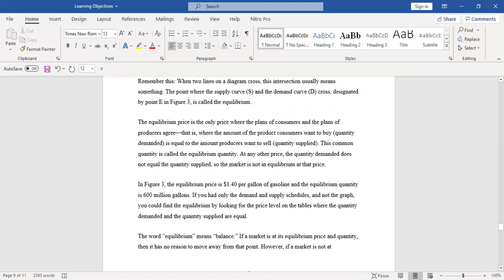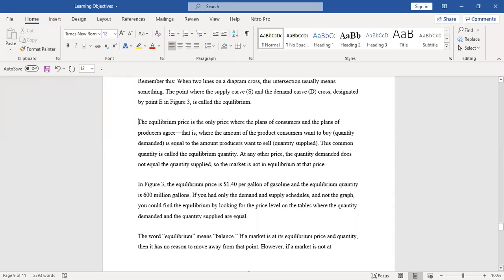In figure 3, the equilibrium price is 140 per gallon of gasoline, and the equilibrium quantity is 600. Well, it's in millions of gallons, right? 600 million gallons. If you had only the demand and supply schedules and not the graph, you could find the equilibrium by looking at the price level on the tables and where the quantity demanded and the quantity supplied are equal.